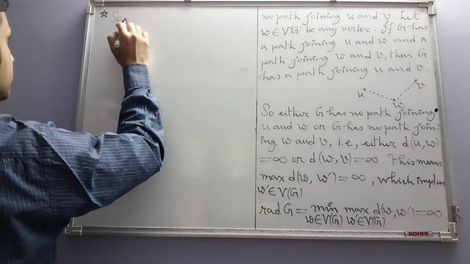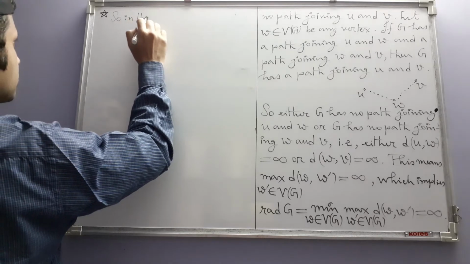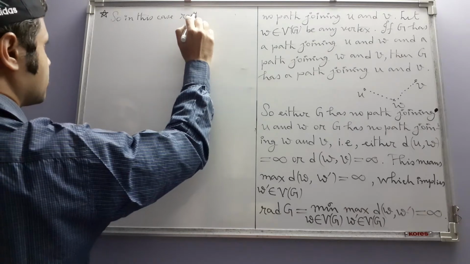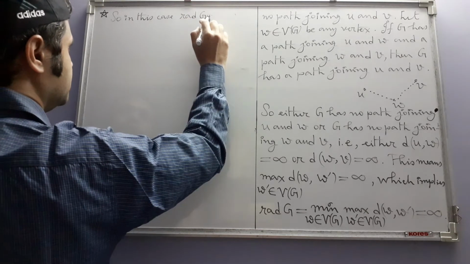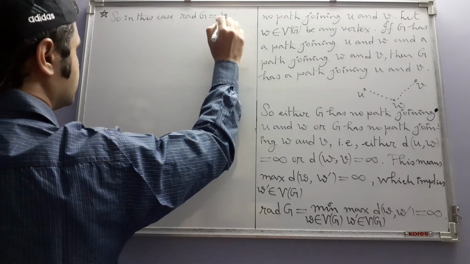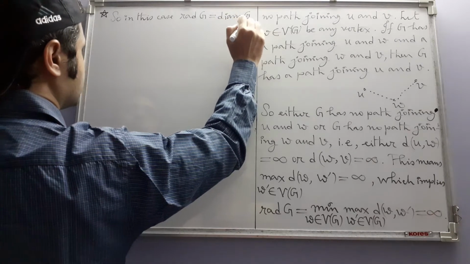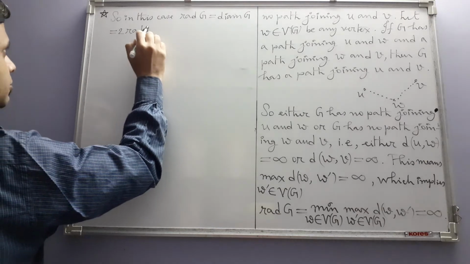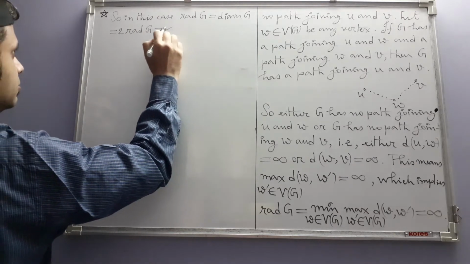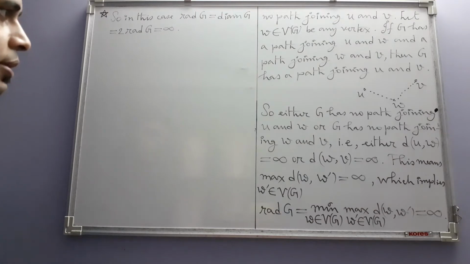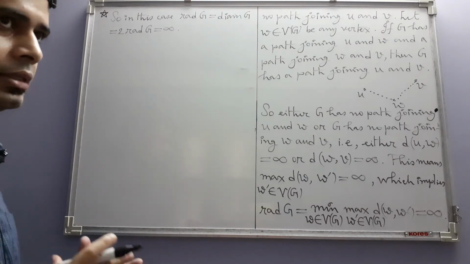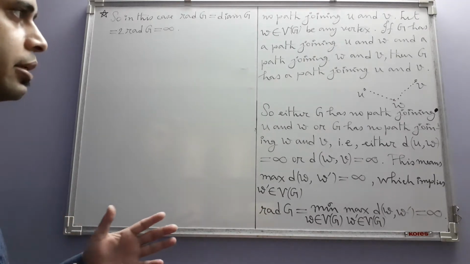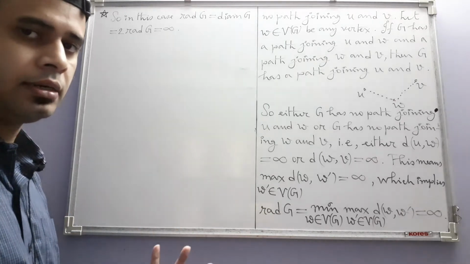So in this case, radius of G is equal to diameter of G is equal to 2 times radius of G is equal to infinity. So this is the case when diameter of G is infinite. Now we are going to consider the case that diameter of G is a real number.